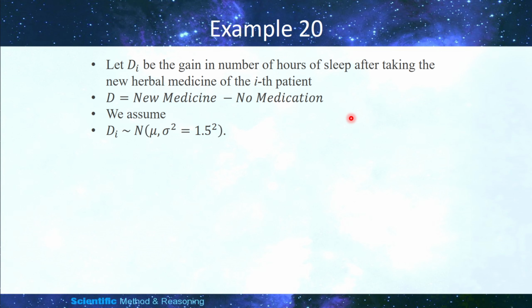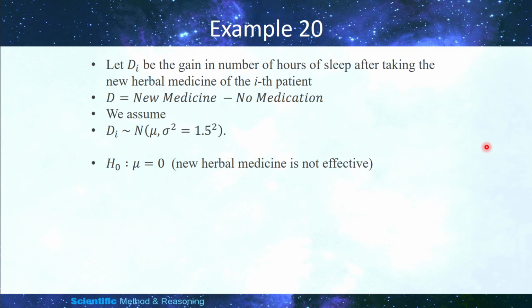And with an assumption, we simply assume that the observations, the D_i's, the gain in the number of hours of sleep, follow a normal distribution with mean mu and variance sigma squared equals 1.5 squared, for example. This is an important assumption, and we will make this assumption for testing on the population mean mu.